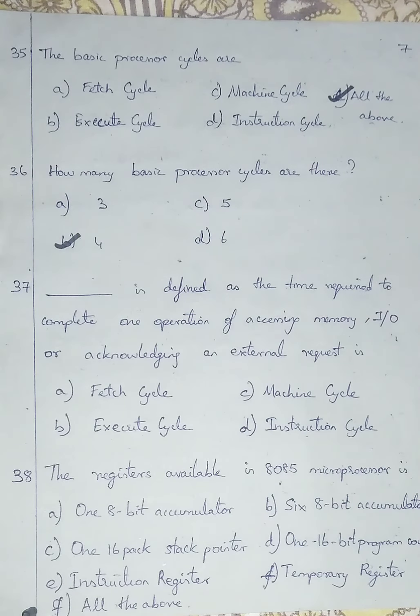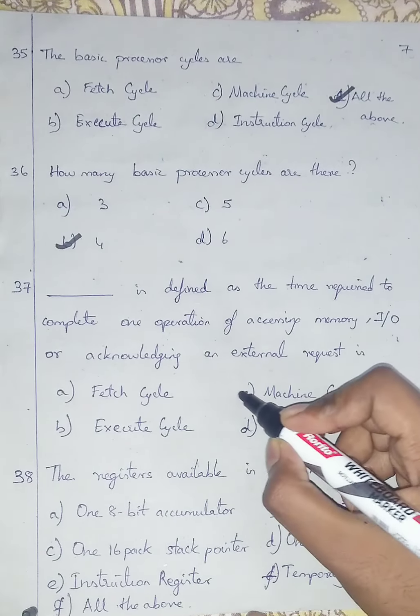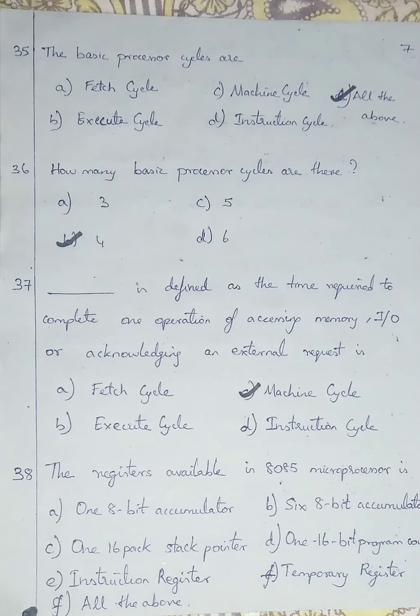How much time will be required? That time comes under which cycle? Obviously, all these operations are done by the computer, and the computer is a machine. Just keep that in mind. So it comes under machine cycle. I'm just saying how to keep it in mind. This dash, defined as the time required to complete one operation of accessing memory, input, output, or acknowledging an external request, is machine cycle.